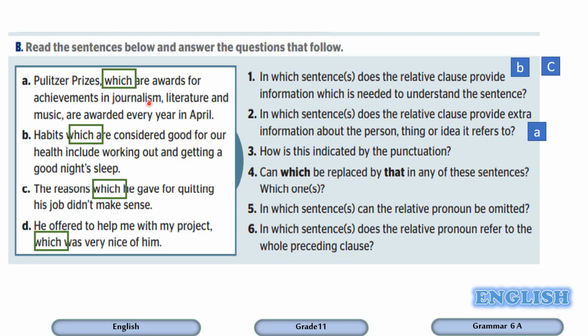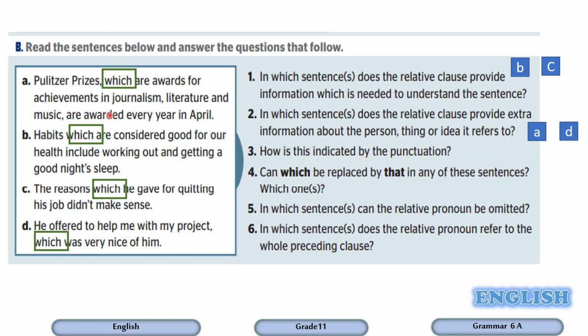Awards for achievement in journalism, literature, and music are awarded every year in April. So we can say Pulitzer Prizes are awarded every year in April. So the clause here is not really necessary but provides extra information. And also sentence number D, he offered to help me with my project, which was very nice of him. Which was very nice of him. This sounds like a comment and we can omit it from this sentence and it will not affect the meaning of the sentence. Number 3, how is this indicated by the punctuation?